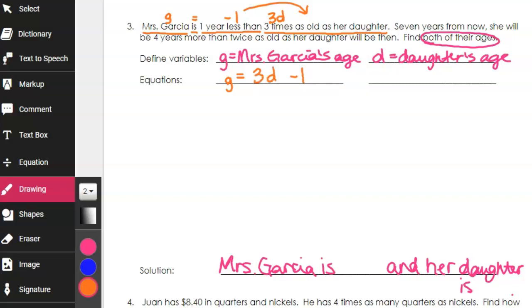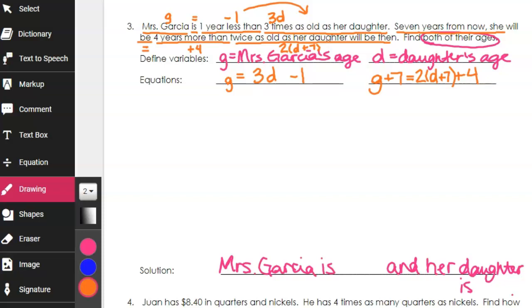In the second equation, though, it talks about 7 years from now. So we're going to talk about 7 years from now, Mrs. Garcia will be equals. So Mrs. Garcia in 7 years from now will be 4 years more than, so plus 4 at the end, twice as old as her daughter will be then. So twice as old as not D, but how old her daughter will be in 7 years. So she will be 4 years more than twice as old as her daughter will be in 7 years. So her daughter's age plus 7.